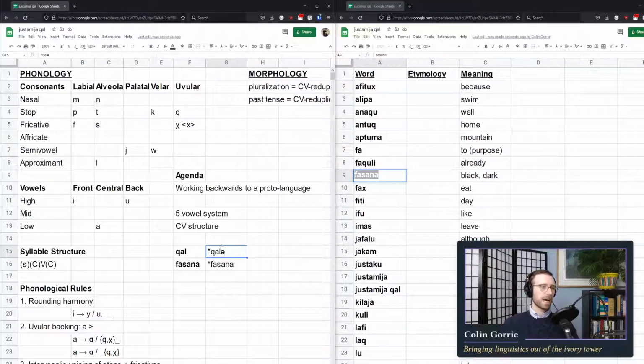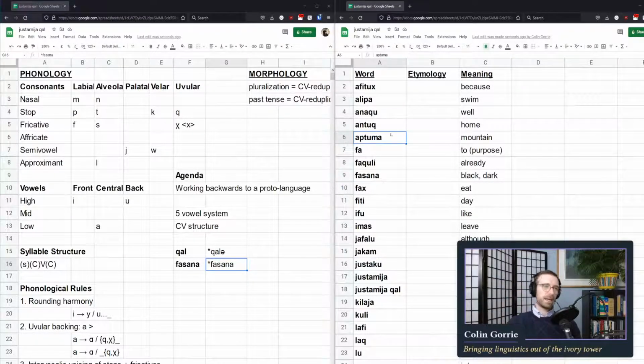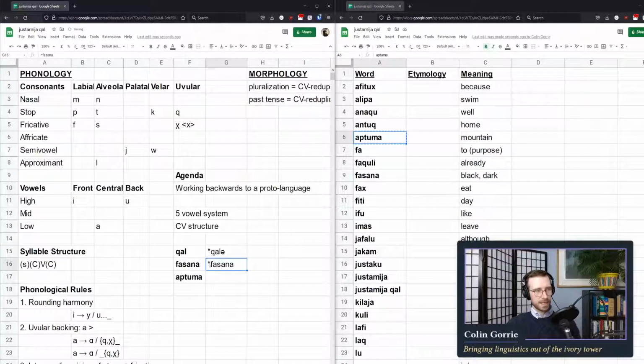So what if we have kala and fazana as our proto-forms? And so wherever we have a consonant cluster like aptuma, we might have something like apatuma. So that's an option, apatuma. And then these schwas just drop out. That's one thing we could do. Another thing we could do, this wouldn't give us a 5 vowel system, that would give us a 4 vowel system: a, i, u, schwa.